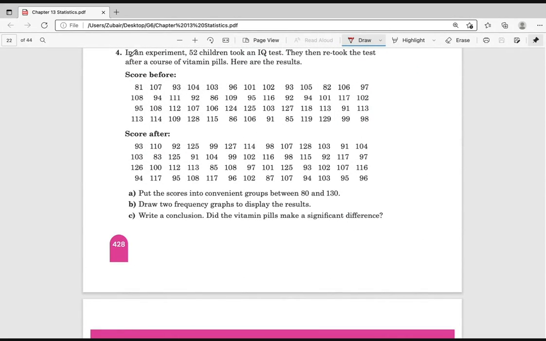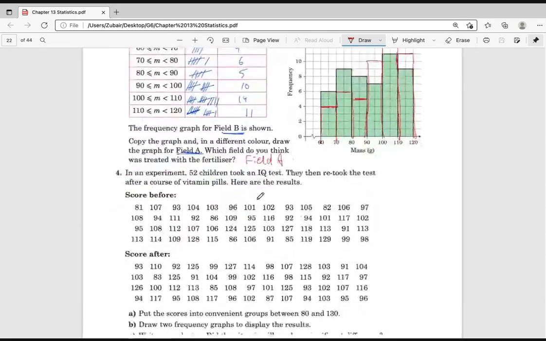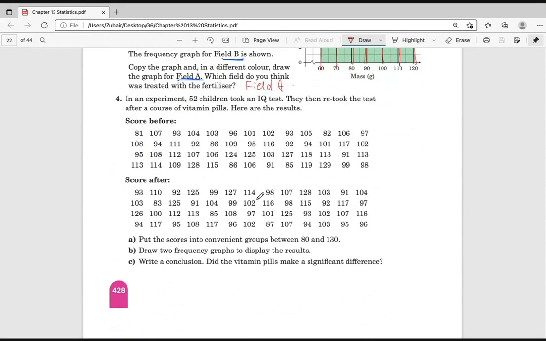Question number 4. In an experiment, 52 children took an IQ test. They then retook the test after the course of vitamin pills. Here are the results. Scores before, scores after. Put those scores into convenient groups. Okay, now these are sort of repeating themselves. This is just like the one in question number 3, group A and group B. So we'll draw frequency charts, two different frequency charts.